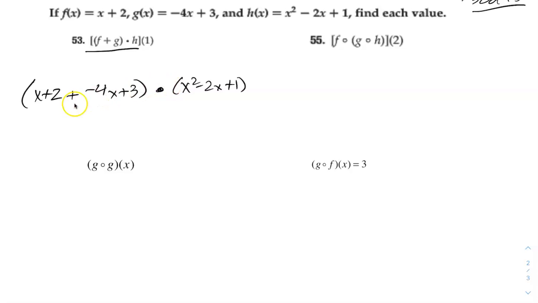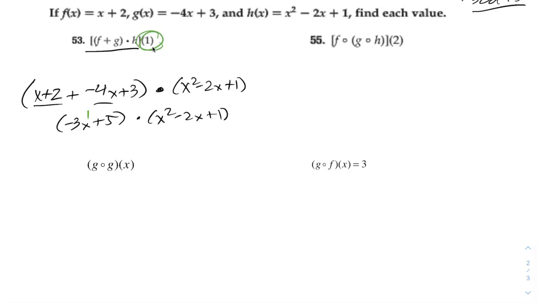So what you don't want to do is try to simplify everything away. This takes way too long. You can simplify a little bit. So I get negative 3x plus 5 times x squared minus 2x plus 1. Now if you want, you could simplify, but this takes way too long. What you want to do here is, okay, I've got sufficient simplification. Now just plug 1 in. Right, once you get there, just plug this guy in.